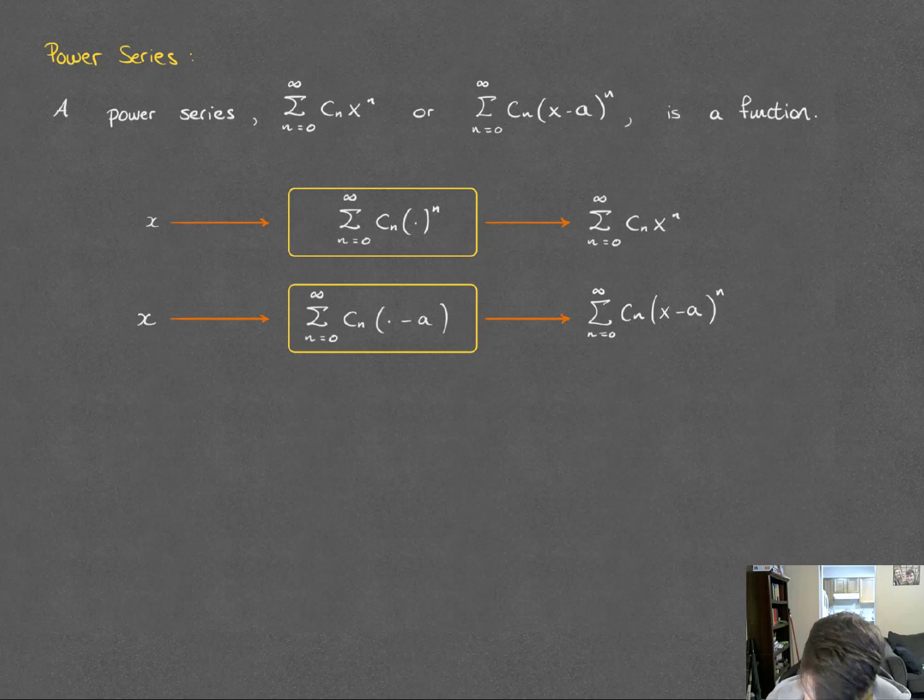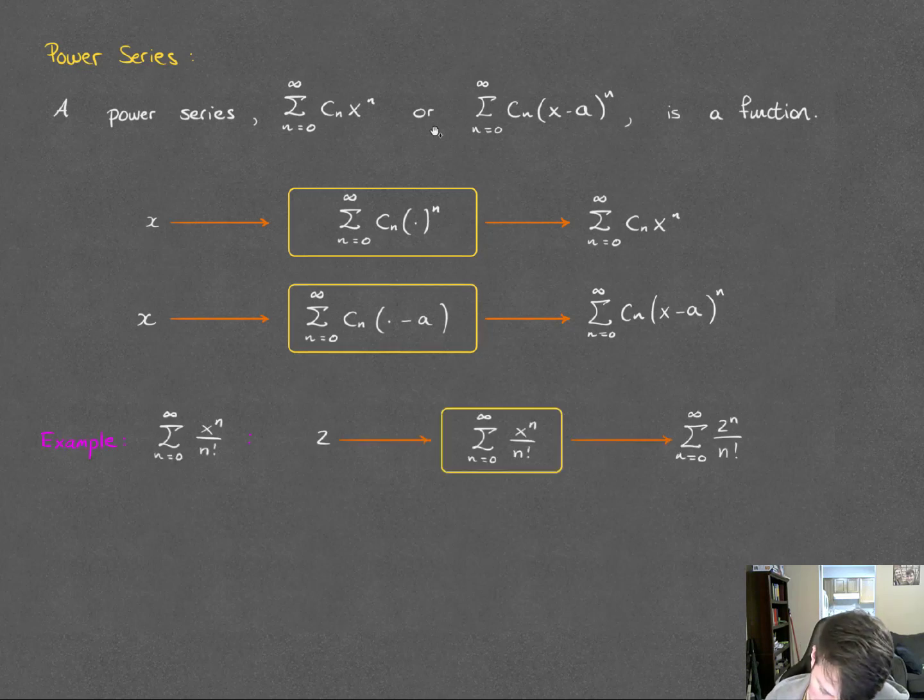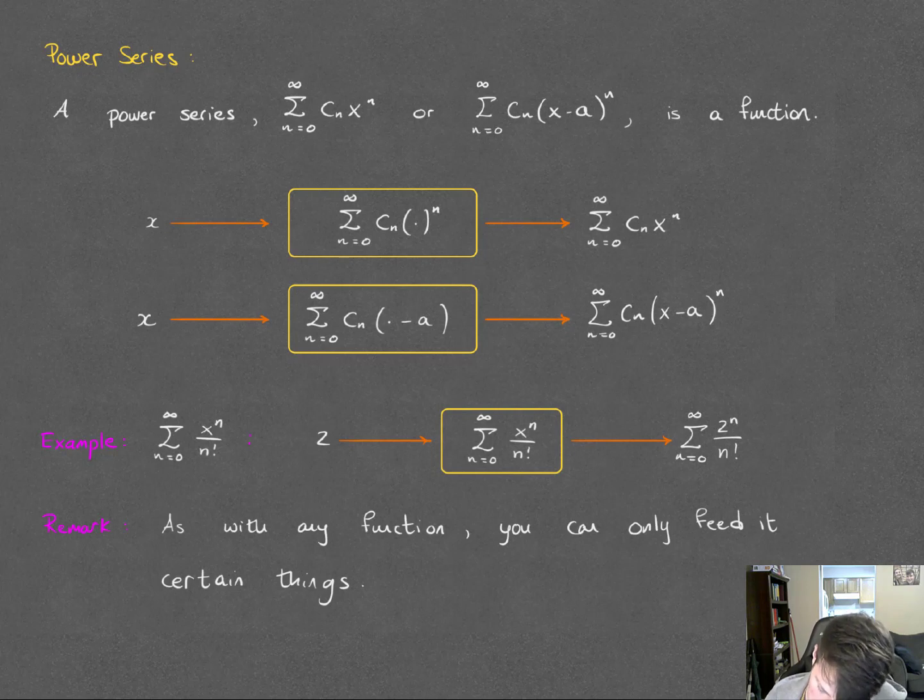So let's look at an example, because this is a bit abstract. The sum from n equals 0 to infinity of x^n over n factorial. And let's feed this 2. So 2 goes into this machine, and out comes the sum from n equals 0 to infinity of 2^n over n factorial. Okay? So, remark, as with any function, you can only feed it certain things. If you had a machine whose job it was to assemble watches, you shouldn't feed it the parts of a car. So, with these power series machines, there are only certain x's that we are allowed to feed them.